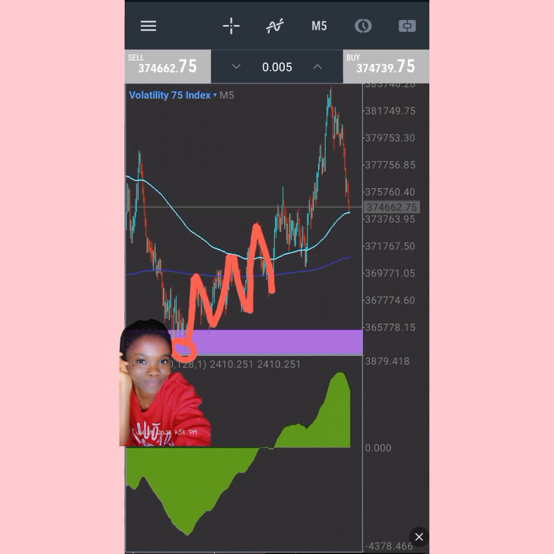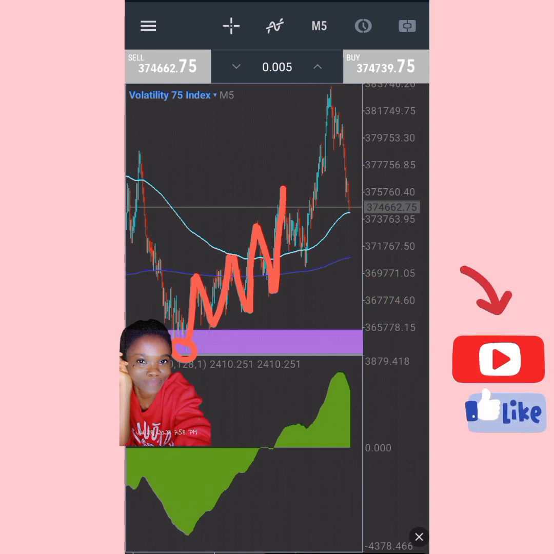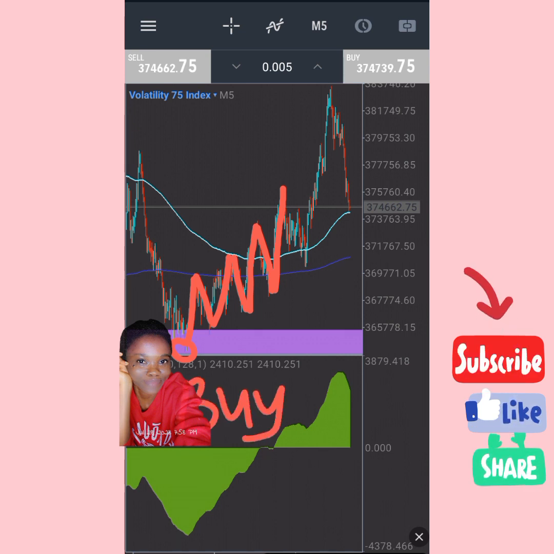Now take note, price breaks out of the 200 prominently, and the next thing you're going to be looking for is a retest of that 200 moving average. The blue moving average here is the 200 moving average, right? So you're looking out for price breaking out of that 200. Now this is for a buy trade. This is a buy trade.